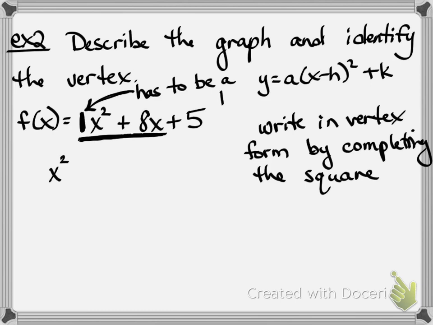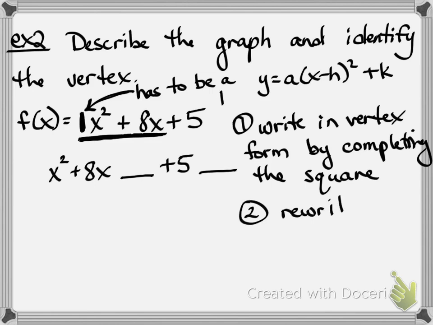So let's rewrite. We have x squared plus 8x. We do a blank. Then we do the plus 5. And then we do a blank after it. So first, to write it in vertex form, we complete the square. We rewrite, adding the blanks. And third, now we're going to do b over 2, and we're going to square it.